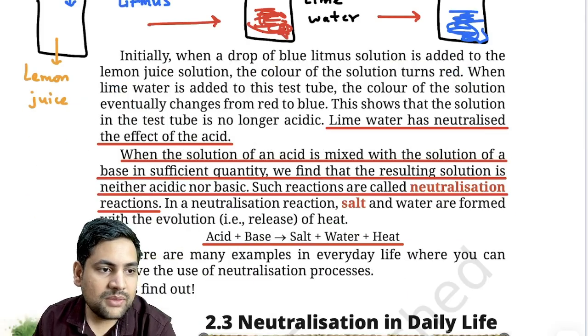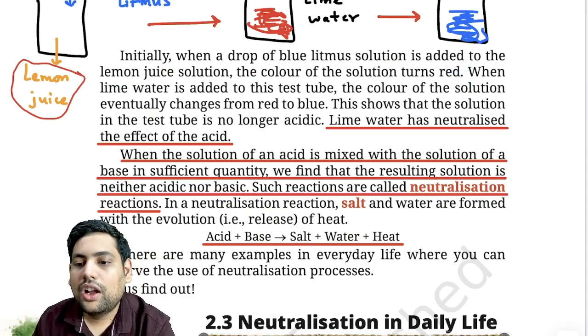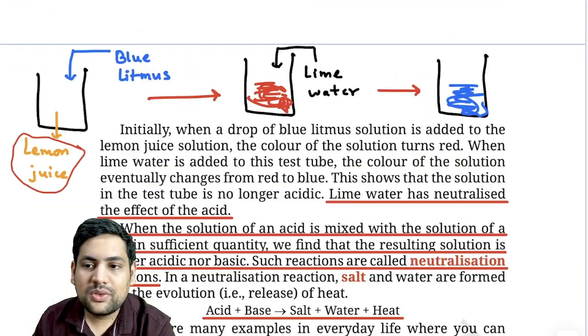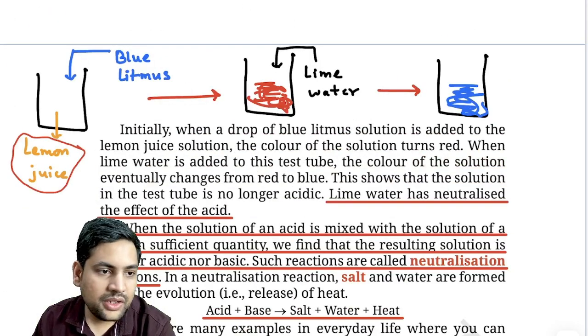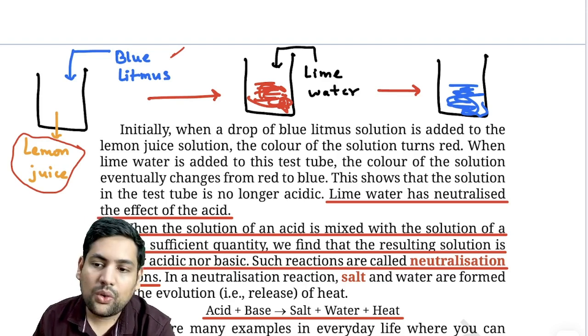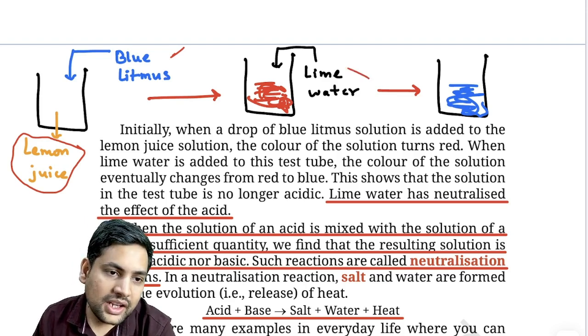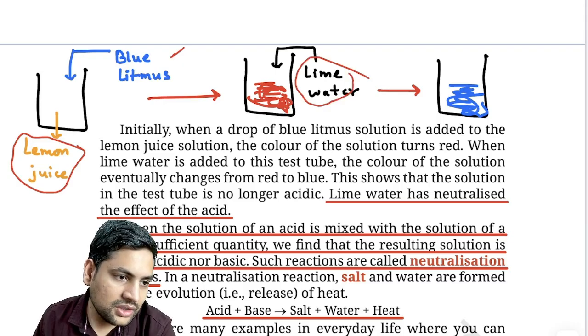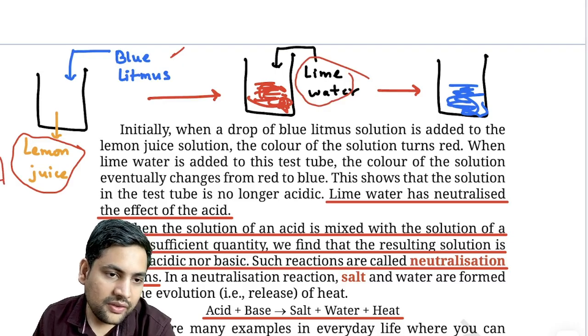Now, let's see this. It gives you an example that, let's say you have lime juice, lemon juice here. Lemon juice will be acidic in nature. So if you put blue litmus solution in it, what will happen? It will become red. This you can feel, correct? Now, I add lime water in this. Lime water is what? Lemon juice is acidic in nature, while lime water is basic in nature.